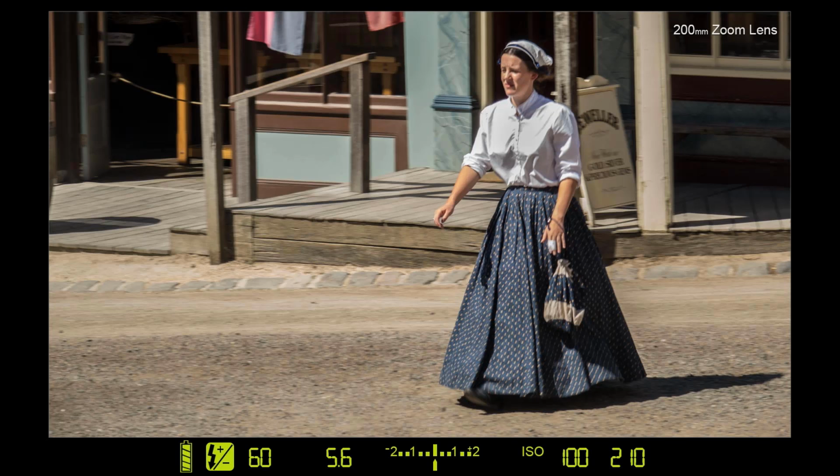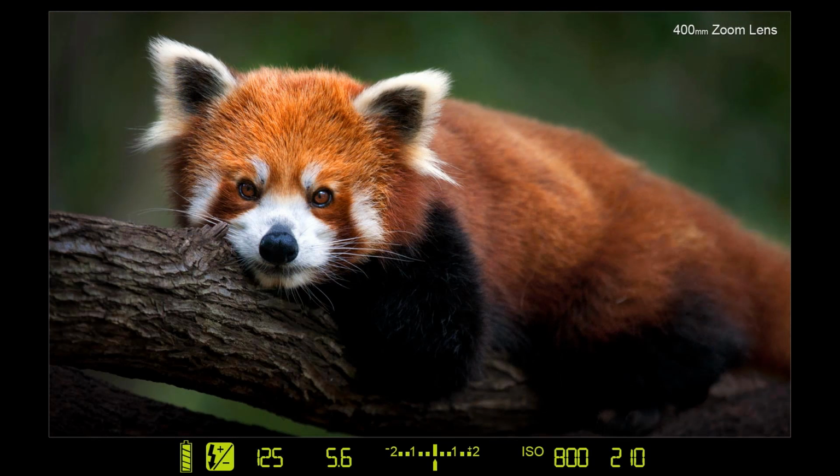If I move on to my next image, the animal here was stable, so it's only my movement that I really have to worry about. I have a lens set at 400mm and an 800 ISO, and even then I can only achieve 125th of a second shutter speed.